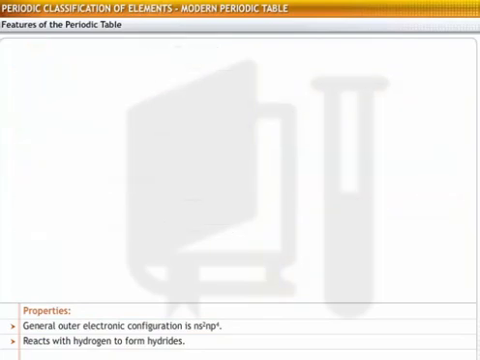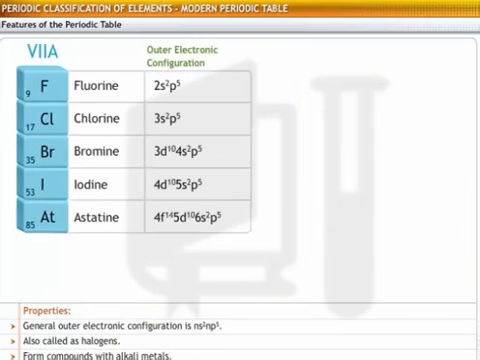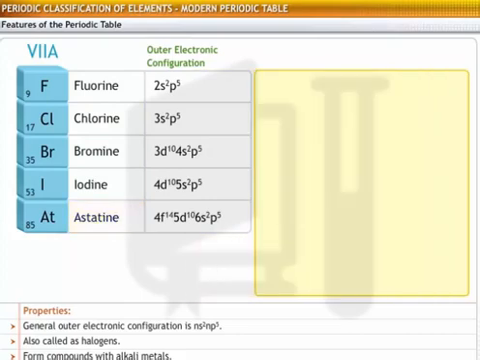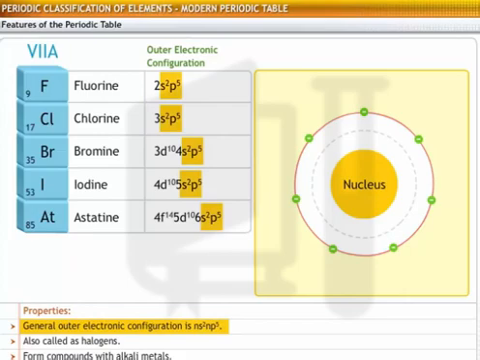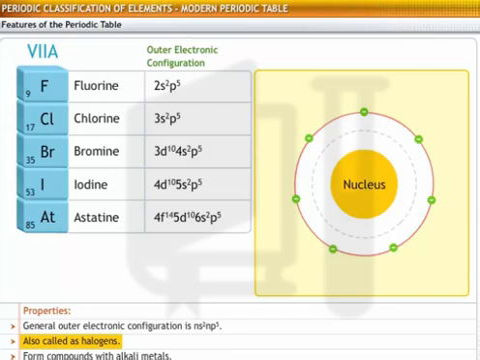Group 7, the group of halogens, is next. The elements of group 7 are fluorine, chlorine, bromine, iodine, and astatine. They contain 7 valence electrons, and hence their general outer electronic configuration is ns2np5. The elements in this group are also known as halogens because they have originated from the sea.